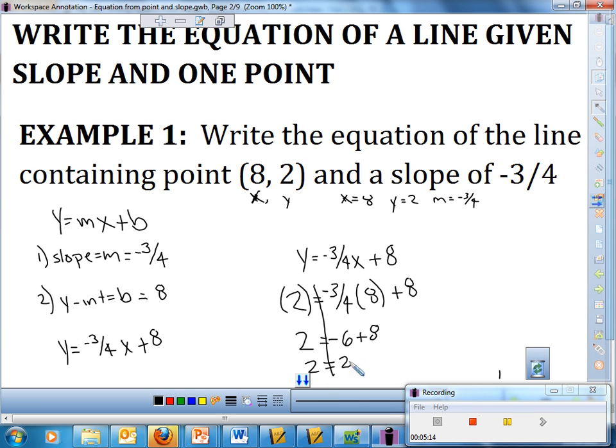Because I got 2 equals 2, that means that my equation is true. That means that my check worked. So my equation is y equals negative 3/4 x plus 8. This is the answer. This is my equation that goes through this point and has a slope of negative 3/4.